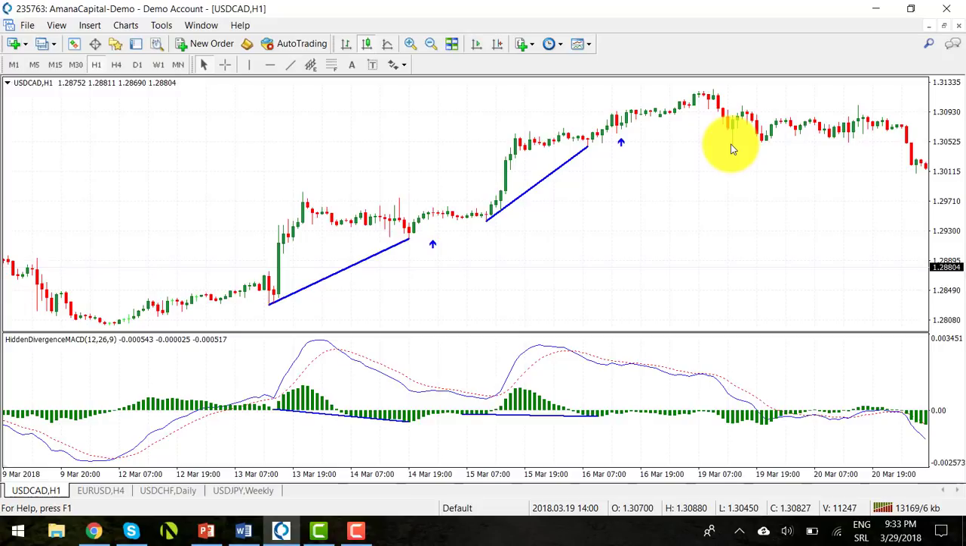So thanks for watching. This was an introduction to our Hidden Divergence Pro indicator, which automatically detects the hidden divergences across all time frames and all currency pairs. So you just have to look for the blue arrows in case of a bullish hidden divergence, and for the red arrows which are pointing down in the case of a bearish hidden divergence. And you can make profitable trading decisions based on that.